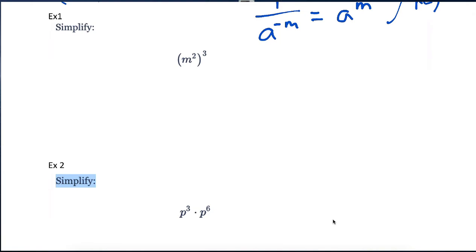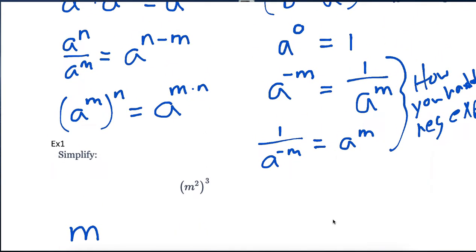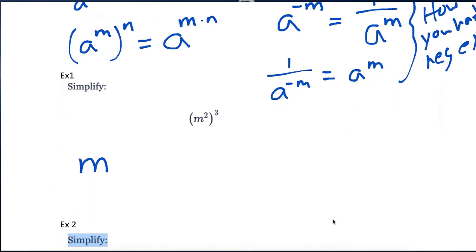So let's take a look at something like this. Let's take a look at m squared and then cubed. If you have m squared and then cubed, that's going to be m. Remember this rule up here, right there at the top, that means you're going to do a to the 2 times 3 if you're going to simplify it, which on Delta Math you would make it m to the 6th.